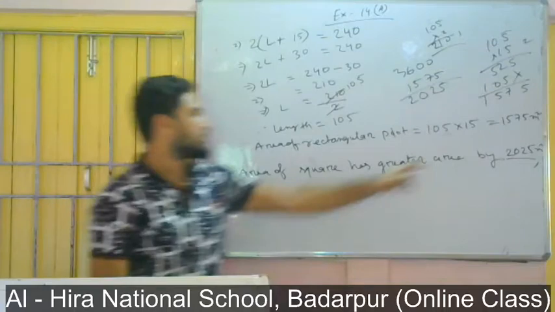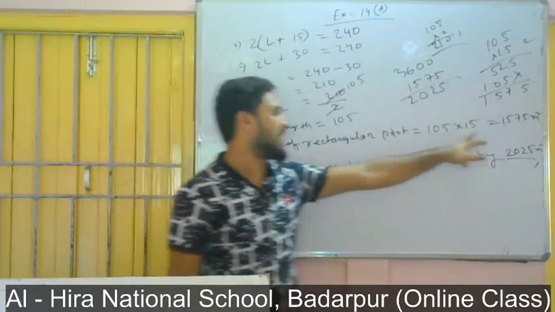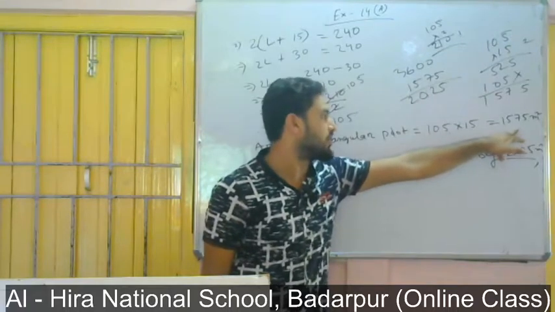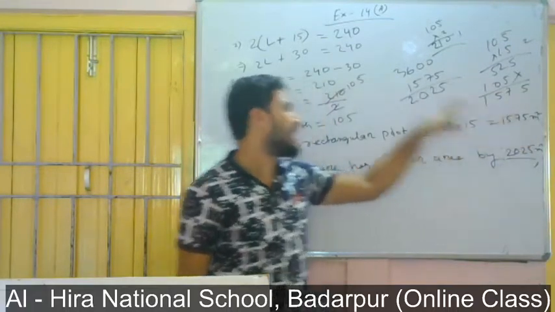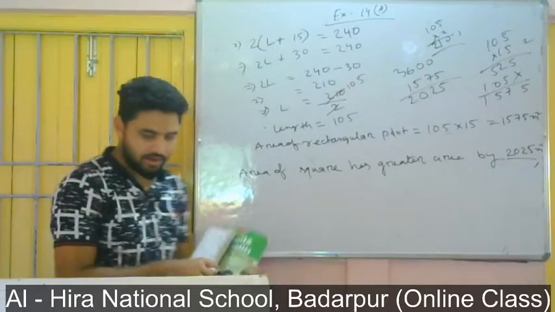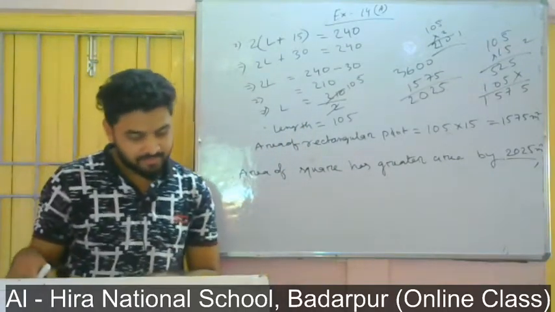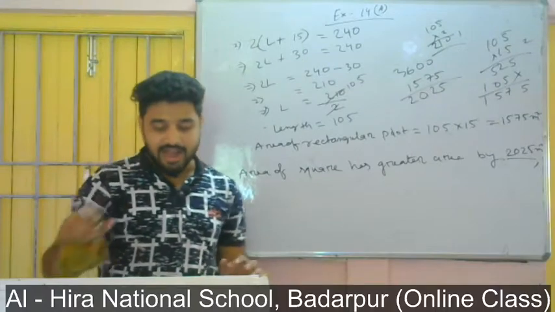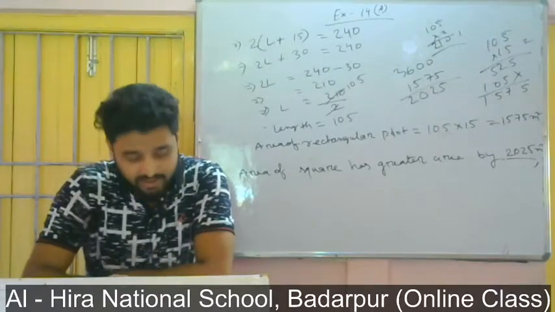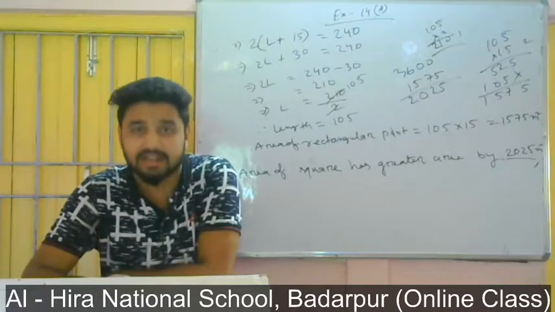Okay, so you correct here. 105 into 15 means 1575. Earlier I have written wrong, so you write this one, 1575. After that, if you subtract, then you will get the area. Now come to question number 15, high order thinking skill. Before doing question number 15, you correct the question first.